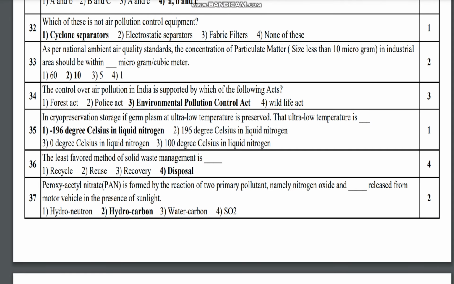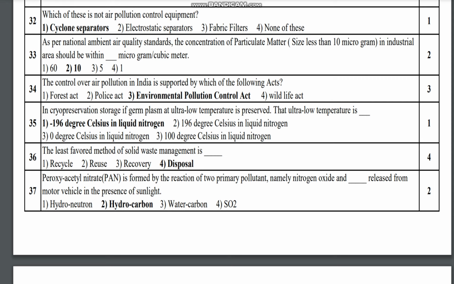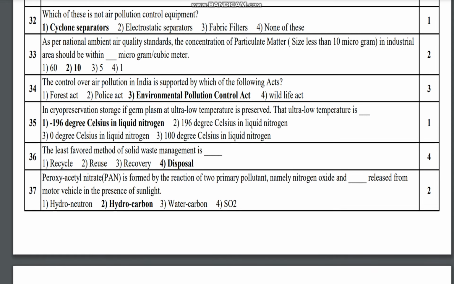Question number 33 is as per National Ambient Air Quality Standard, the concentration of particulate matter in industrial areas should remain 10 microgram per cubic meter. Question number 34 is the control over air pollution in India is supported by which of the following act, that is Environmental Pollution Control Act. Question number 35 is in cryopreservation storage of germ plasma at ultra low temperature is preserved, that ultra low temperature is minus 196 degrees Celsius.